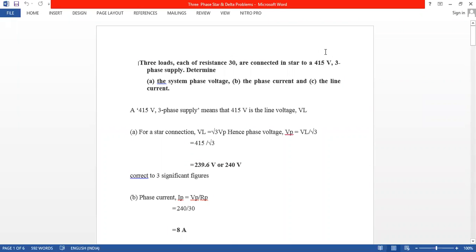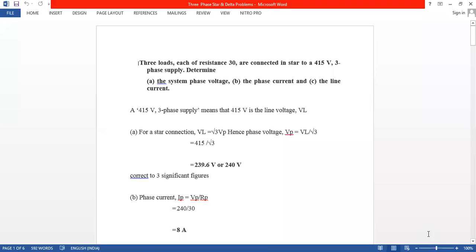Here they have not mentioned the phase word, so it is 3 phase 415 volts. Calculate the system phase voltage, phase current, line current. So what is the thing here? Line voltage is 415. For star connection, line voltage equals root 3 times phase voltage. Phase voltage equals line voltage by root 3, 415 by root 3. You are going to get the phase voltage.